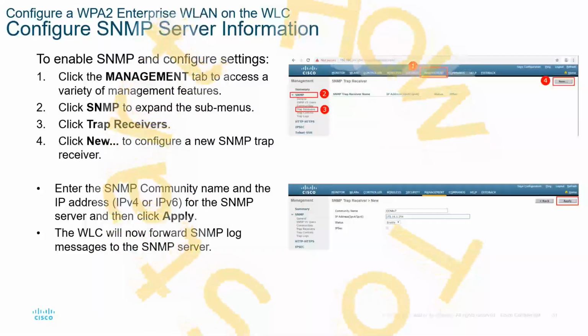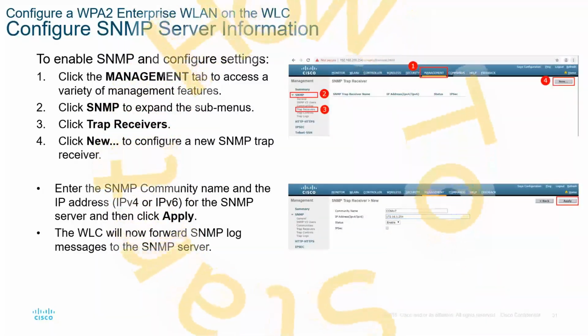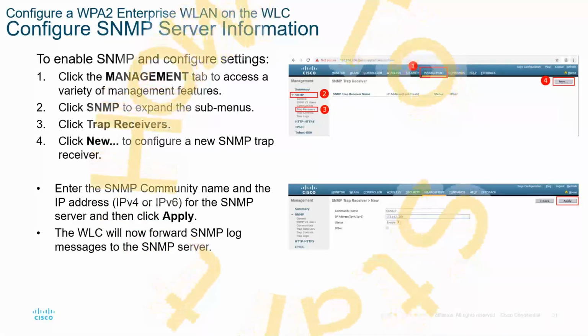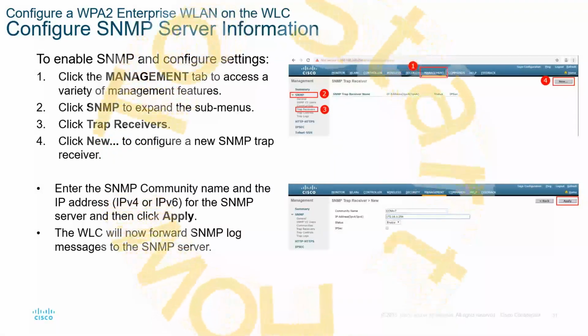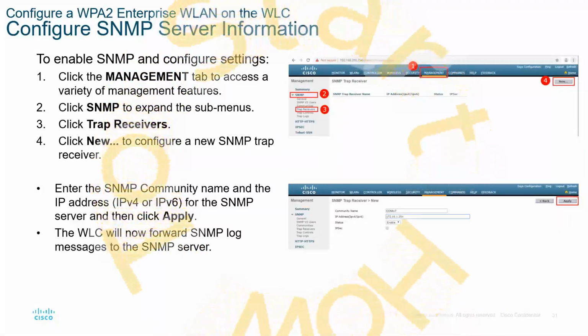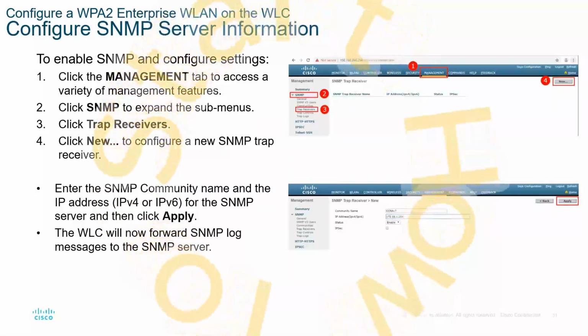So how do we do SNMP? Well, you log into the wireless LAN controller, go to Management, go to Setup SNMP, and you're going to set a trap receiver. And you're going to be setting up the IP address.